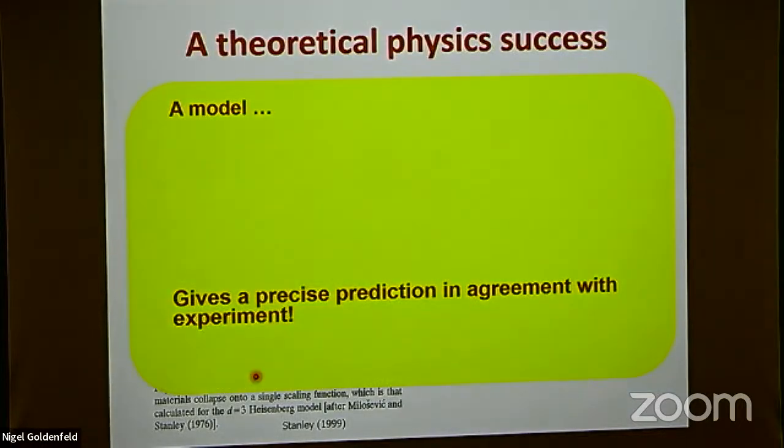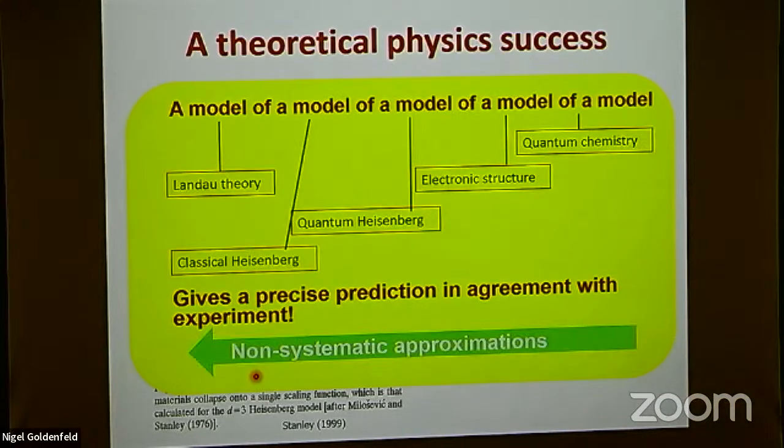Okay, so this is fantastic. Because here we've got a model, like the Ising model, the Landau theory model. And this model gives precise prediction in agreement with experiment, the critical exponent, data collapse, so on and so forth. But this isn't really true. This is a model of a model of a model of a model of a model.